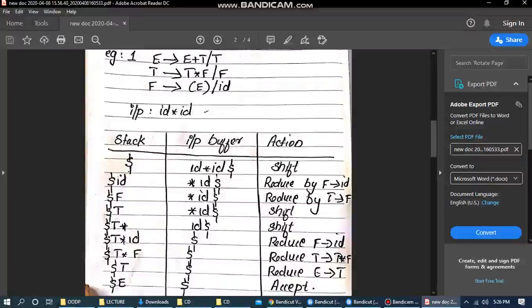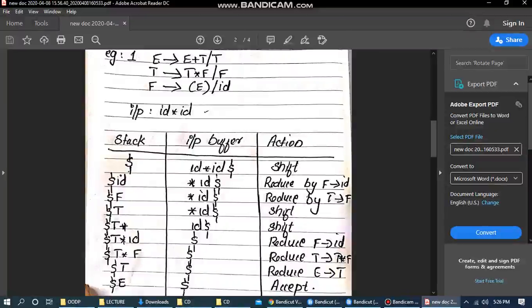Okay, F can be reduced by T gives F. Then the next step is F is replaced with T. You have to write the remaining string as it is. Then perform shift action. Compare whether T is there in the input grammar. Yes, T is there in the input grammar, that is E gives E plus T, bar T.